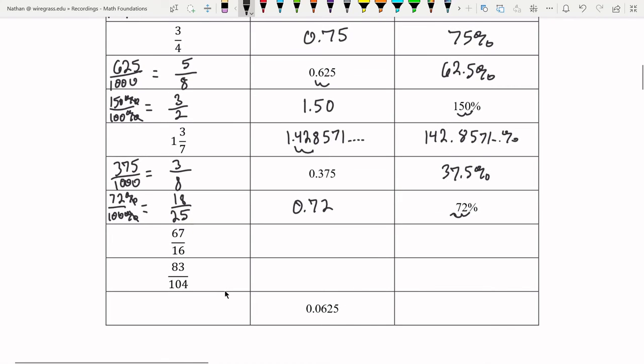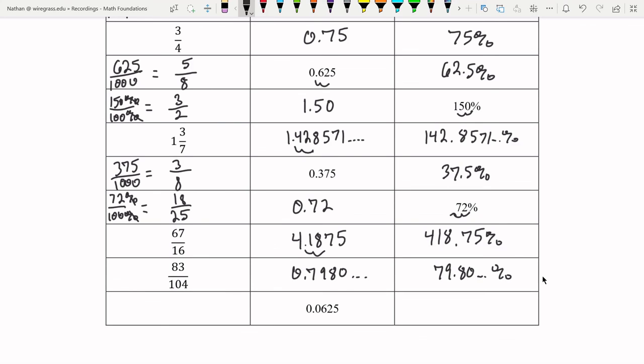All right, continuing, let's do these last 3. 67 over 16. Of course, we're just going to do the division. I get 4.1875. And then 2 spaces is going to give us 418.75%. 83 over 104. 0.79. This is going to actually continue. So I'm going to write it as 79.80%.